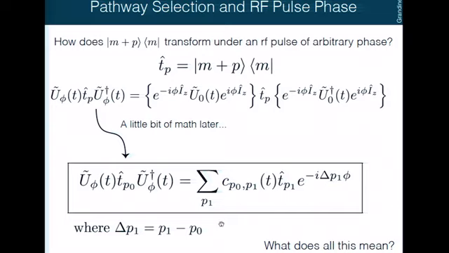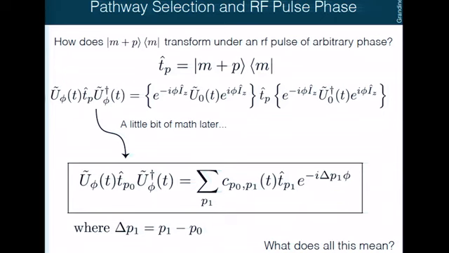And so delta P is the P value you had before the pulse, and delta P is P1 minus P0. So P0 is what you had before the pulse, and P1 is what you had after the pulse of those many possibilities there.